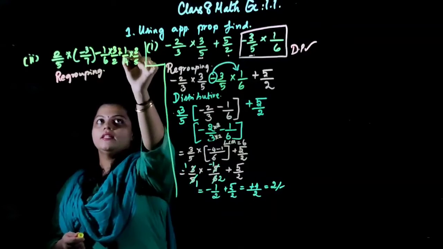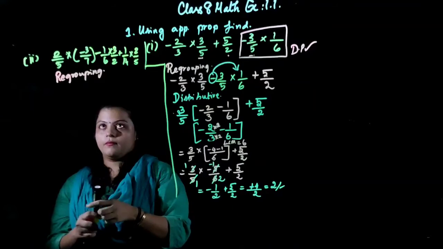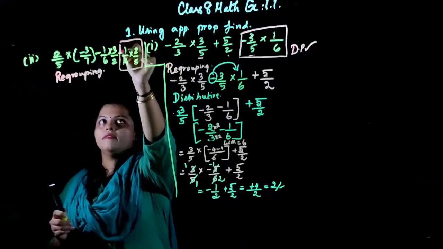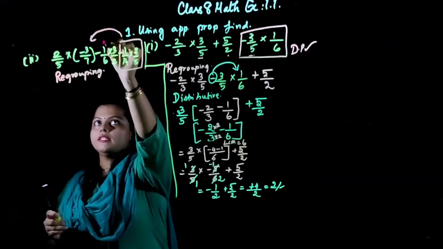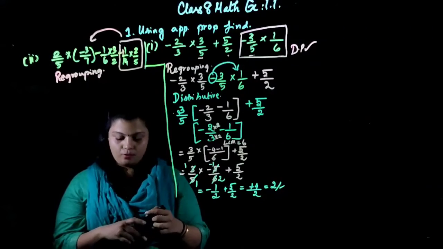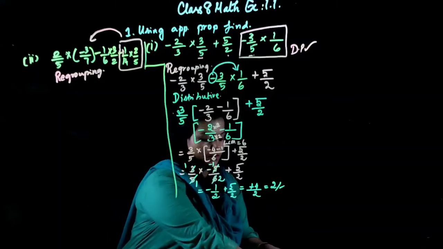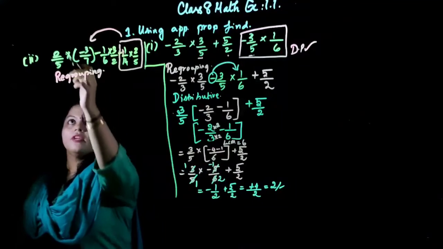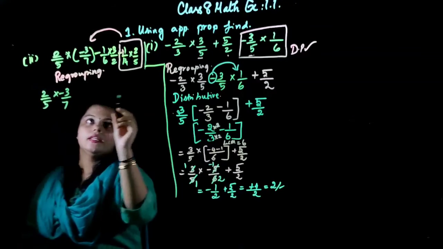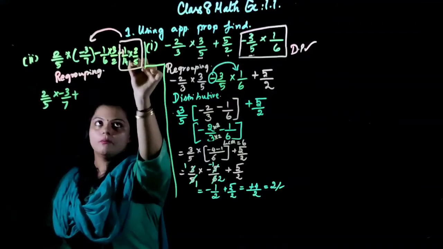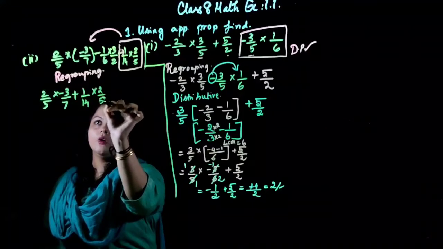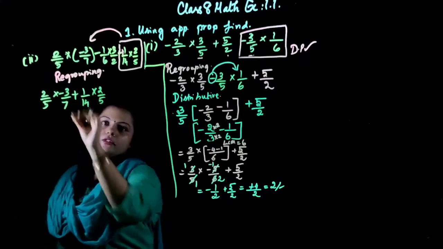Just bring this term next to this term. So the whole term, plus 1 by 14 into 2 by 5, is going to be brought on this side and this one is going to go to the other side. So that is nothing but your regrouping. We will proceed in the same way. So 2 by 5 into minus 3 by 7. Next term would be plus, because you are bringing plus 1 by 14 into 2 by 5 closer to the term containing the 2 by 5.